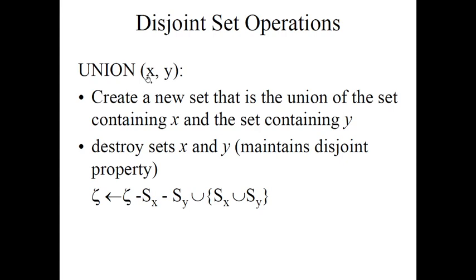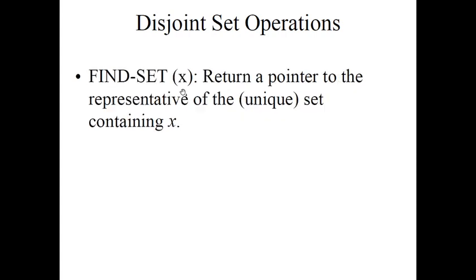Union: x is in one set, with its representative, and y is in another set. We take the union of the sets containing x and y. Remember, these are disjoint set operations, so the sets are going to be disjoint. Create a new set that is the union of the set containing x and the set containing y, and destroy sets x and y. The original sets won't be there. This is an important property of union. This also we have used in Kruskal's algorithm.